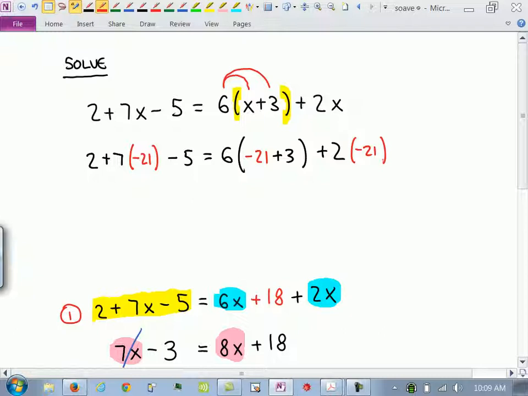My job here is to make sure that whatever this turns out to be is a true statement. So is it correct? So on the left side, what's the order of operations? Parentheses, exponents, multiplication, division from left to right. So I'm going to do that multiplication first. What's 7 times negative 21?